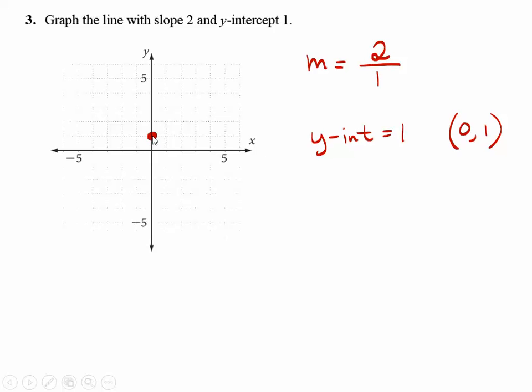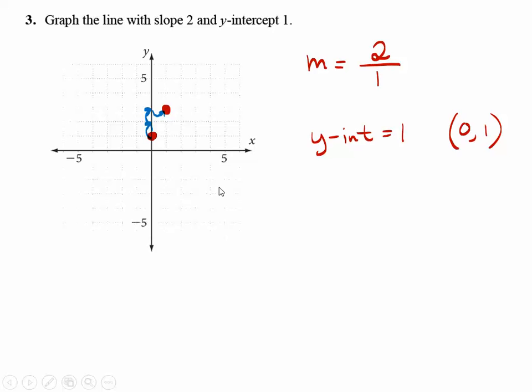If I know the y-intercept is here, I have a rise of 2. So that means I'm going to go 2 up, 1, 2, and I have a run, which means going horizontally 1. That means I go up 2 and I go 1 over here. There's my next point. Got a little bit to take in here. Let you guys sort of soak it in for just a little bit.